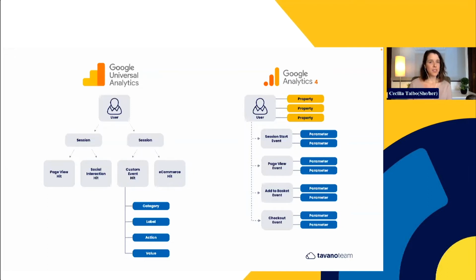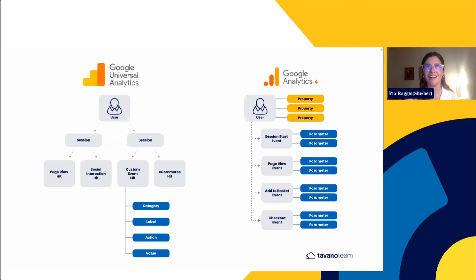Whereas in Universal Analytics, the events had this weird nomenclature and categories that we have to fill, and sometimes it didn't even make sense, like category, label, action. Now it's much more flexible.